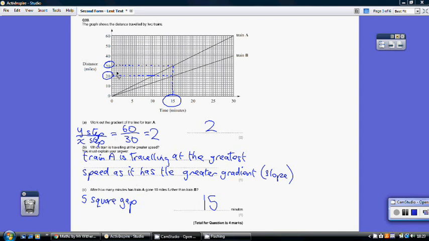So we're looking for where the distance is a 5 square gap between the two trains. So looking for this vertical gap between the two. And I can see when I get down here, I've got 5 baby squares difference between train A and train B. The distance travelled in miles at that point is 20 and 30. Train A has gone 10 miles further than train B after 15 minutes.